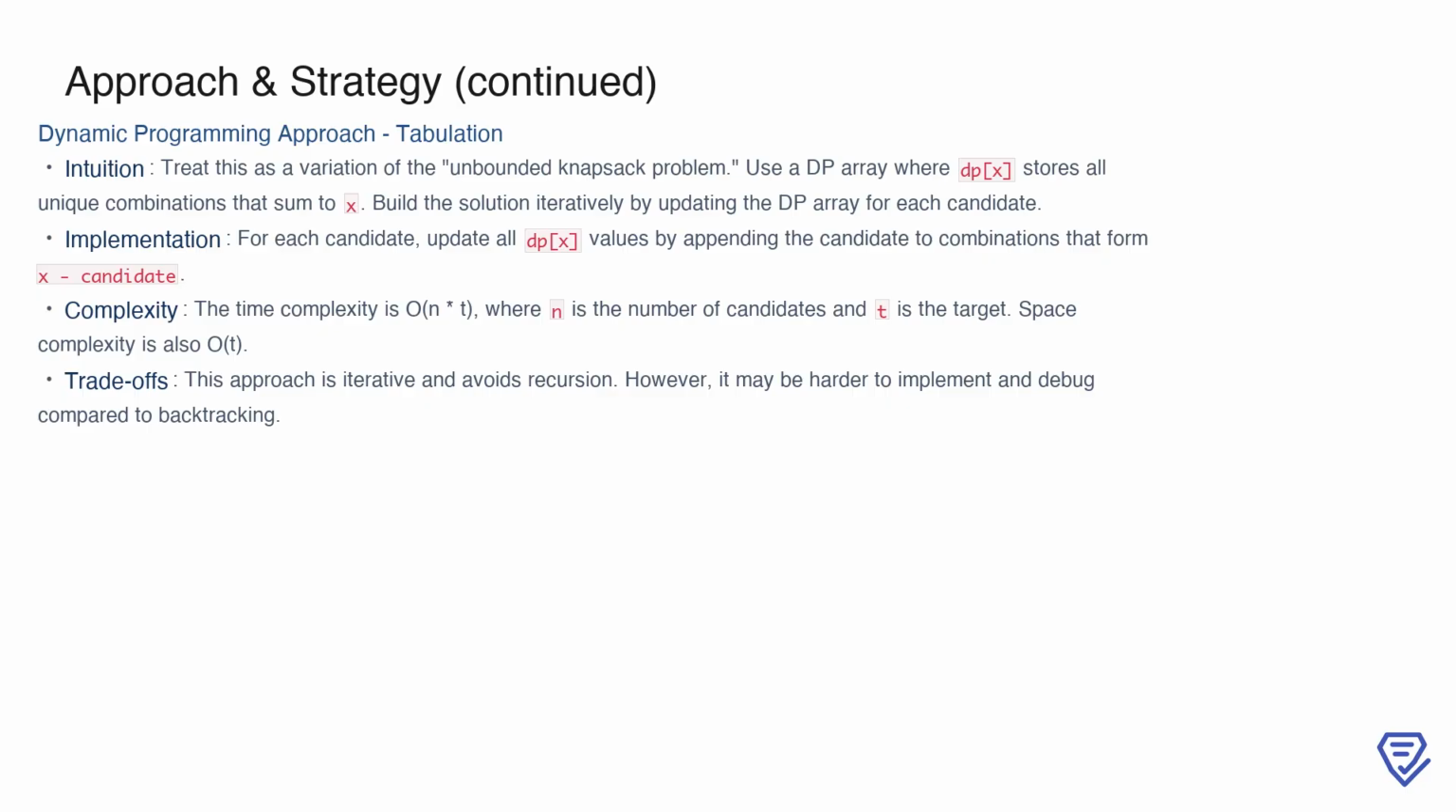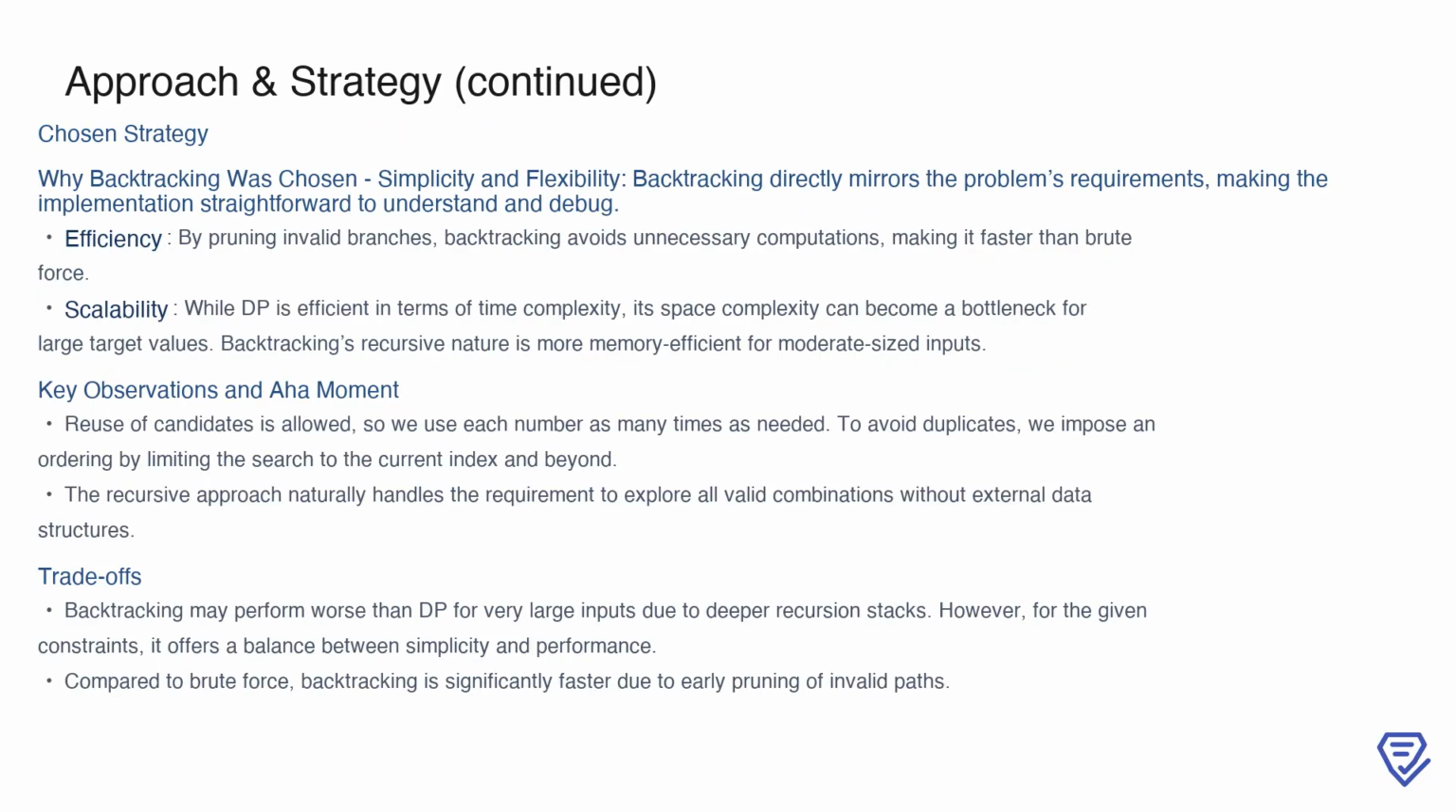While this method is efficient and avoids recursion, it can be more challenging to implement and debug compared to backtracking. Additionally, it may consume more memory for large targets, which can become a limitation depending on the problem's constraints. The backtracking approach was ultimately chosen for its simplicity and flexibility. It directly aligns with the problem's requirements, making it intuitive to implement, debug, and understand.